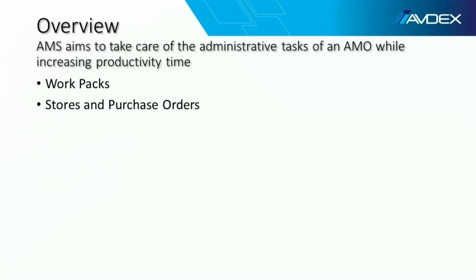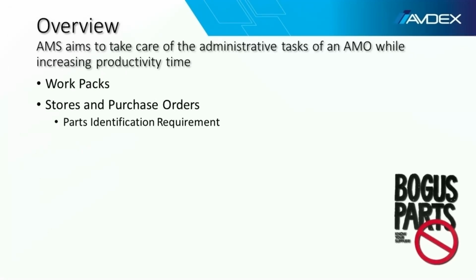Stores and purchase orders. Parts identification requirement. The ability to uniquely identify parts is critical when traceability is required. AMS provides a number of options to track parts through the allocation of batch or serial numbers. This is linked to the part and is traceable through the store from receipt to the issue to a task card in a work pack.